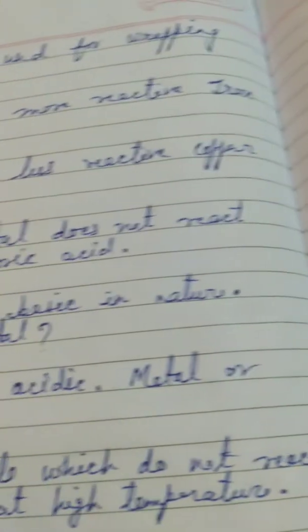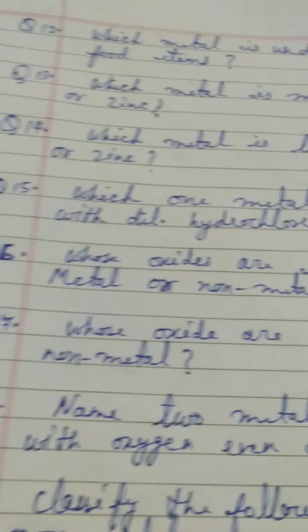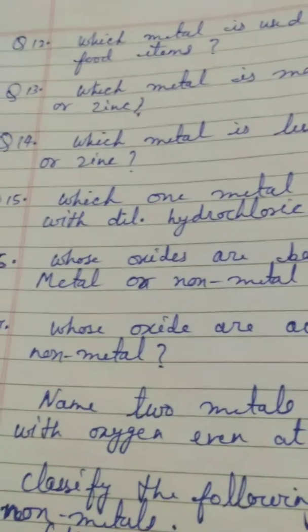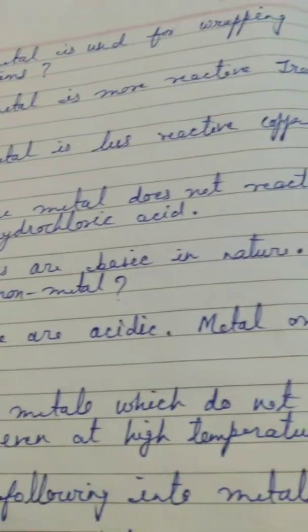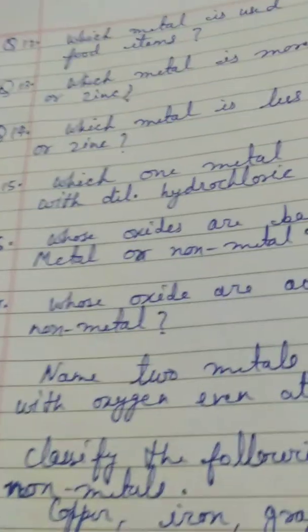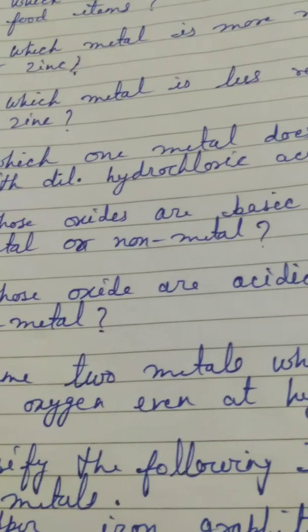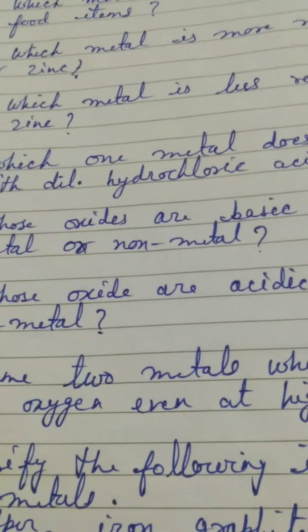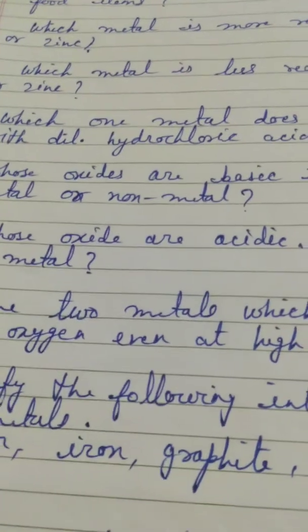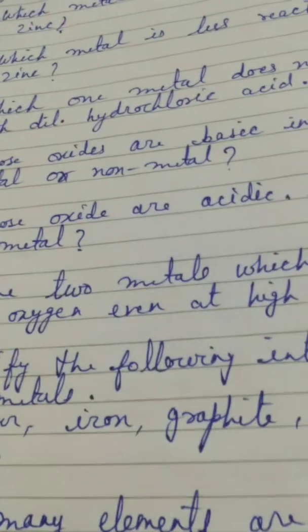Now, which metal is more reactive, iron or zinc? Since zinc is placed above iron, it will be more reactive. In the reactivity series, you will see that zinc is placed above iron. Which metal is less reactive, copper or zinc? Naturally, copper will be less reactive, because copper is placed below hydrogen in the reactivity series, and it keeps the property of the noble metals, which are less reactive metals, and zinc is a moderately reactive metal, so it is more reactive.